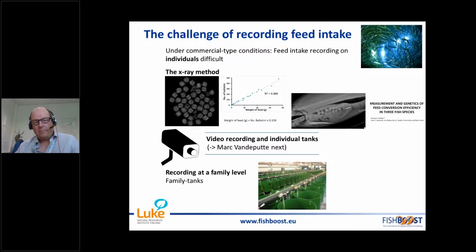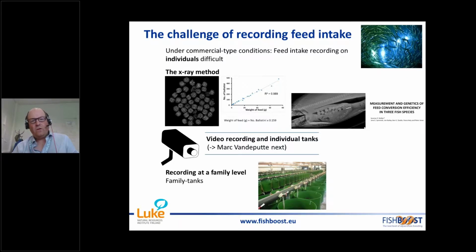A third approach is that some breeding programs have family tanks in which the fish are kept when they are healthy and small. It's possible to get family tank-based information, not from individuals, but from tanks. We will talk a little bit later on how those could be used.